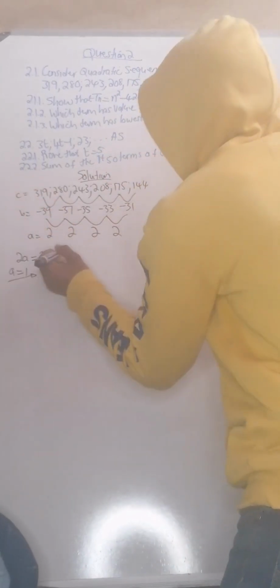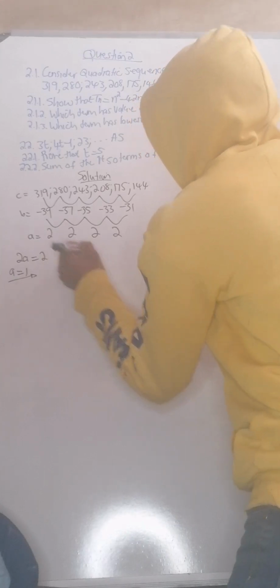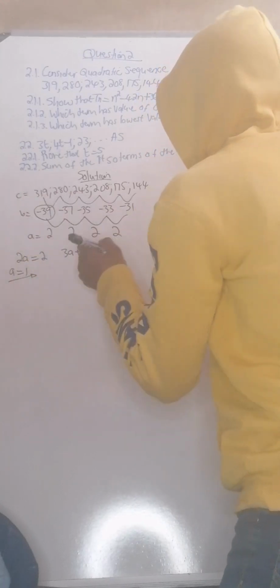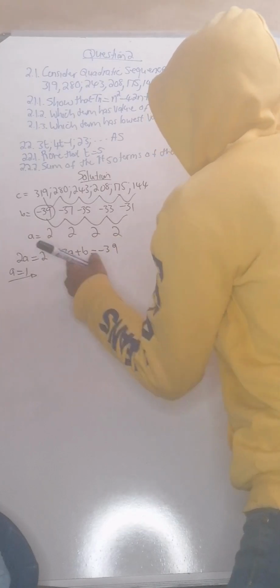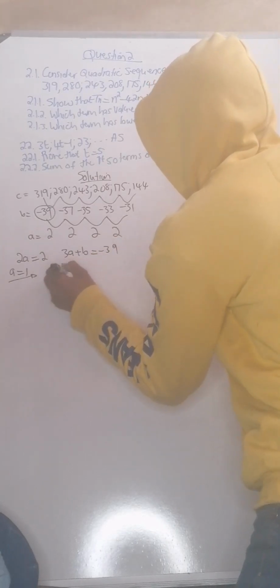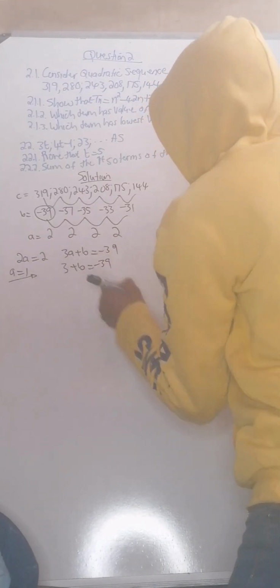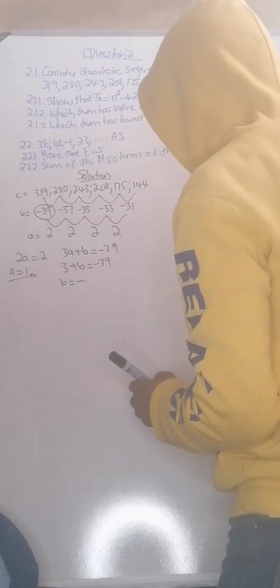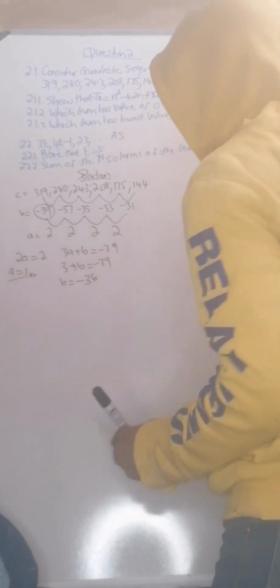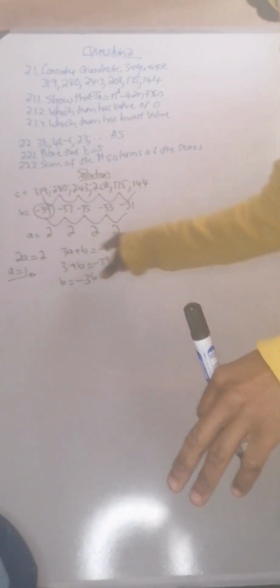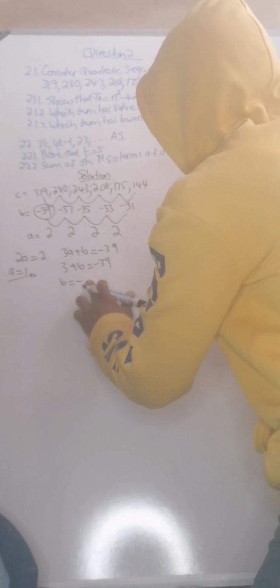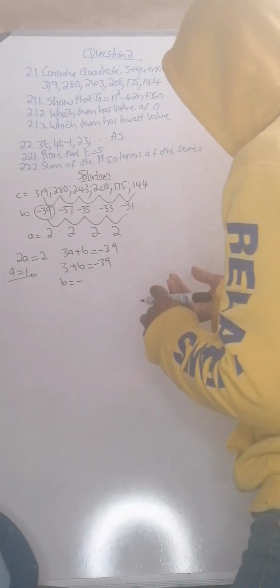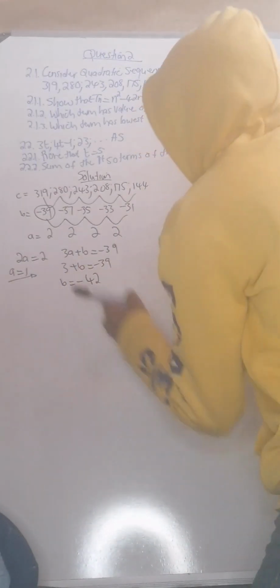In order to find b, you say 3a plus b equals the first difference, which is minus 39. So 3 times 1, which is 3, plus b equals minus 39. Sorry, this is wrong. Because when you take the 3 to the other side, it becomes negative: minus 39 minus 3, which is minus 42. So b is minus 42.